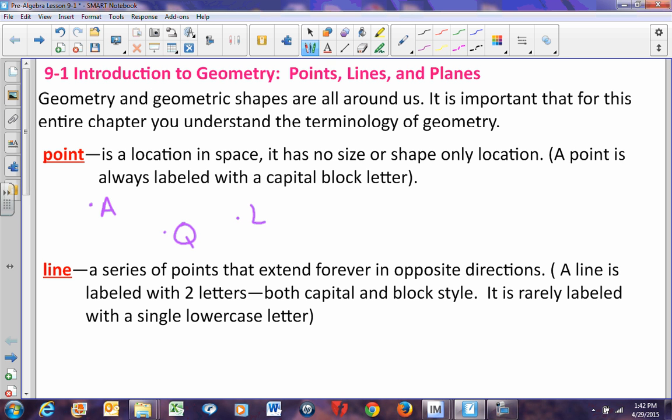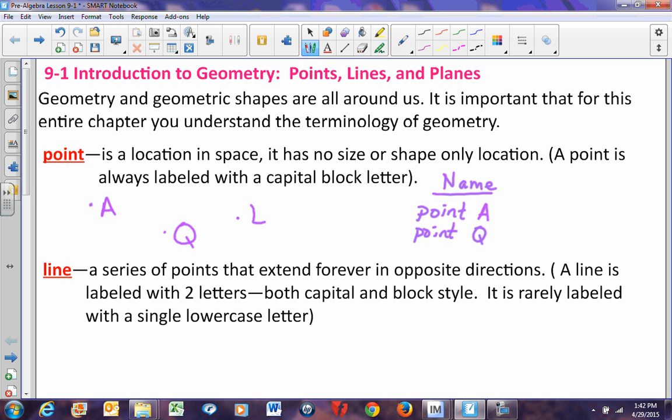When we name a point, if I gave you these pictures and I said, please name these items, you'd have to use the word point and then put A, or point and then put Q to be able to name them. There's no symbol for point.